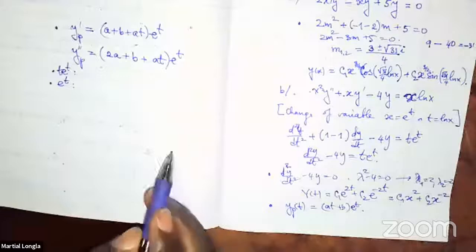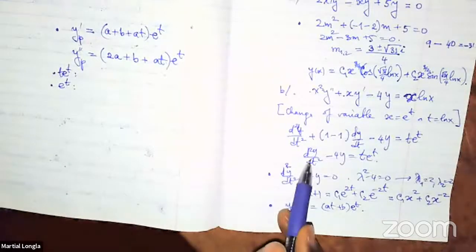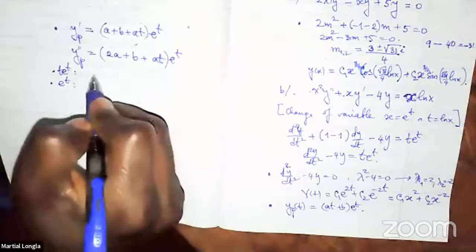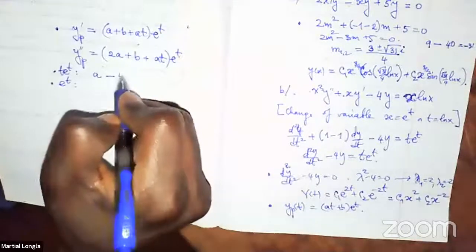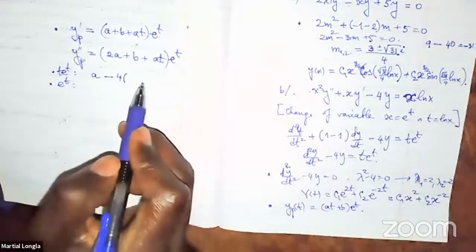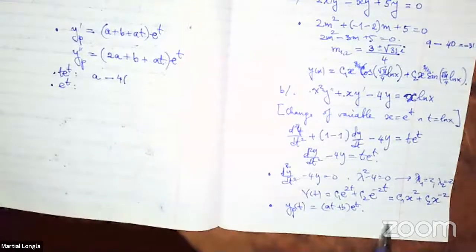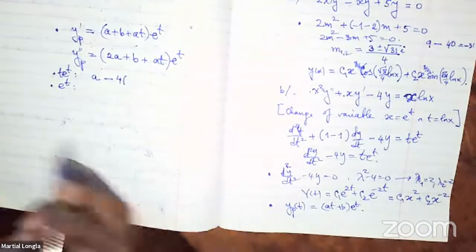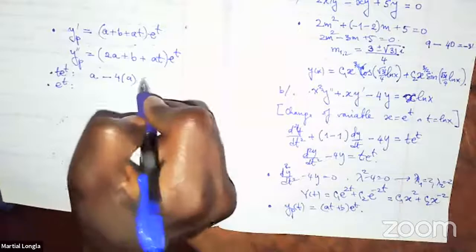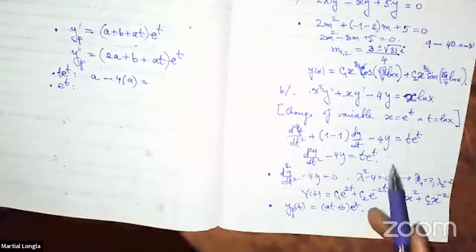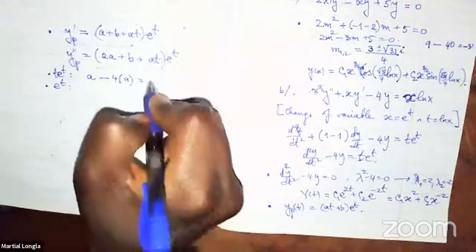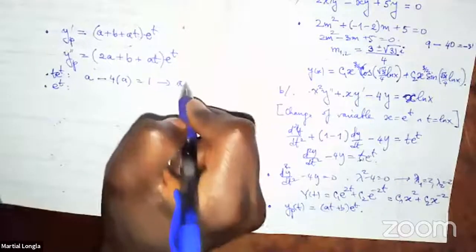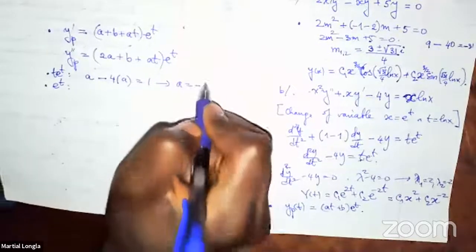For t e to the t, you go to the second derivative, that is a, minus 4 times the original function, that is a, equals the right-hand side of the equation, t e to the t, coefficient 1. So you get a equals negative 1/3.